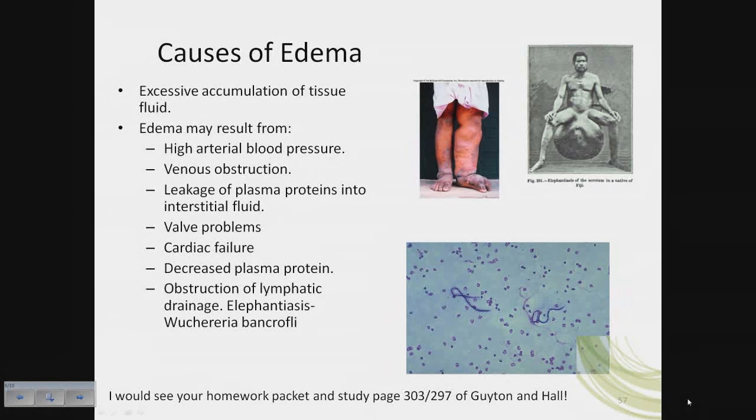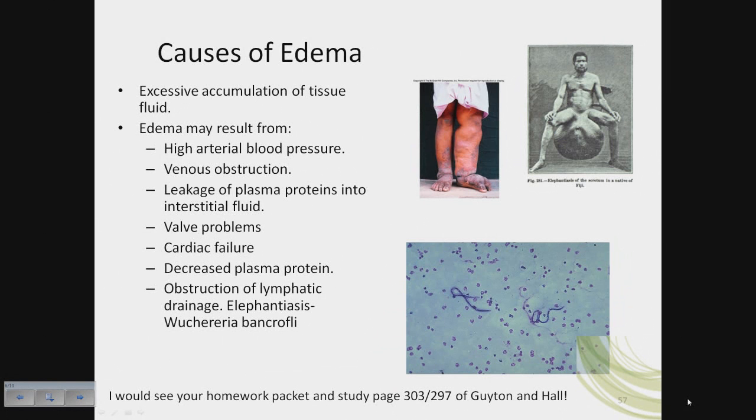So I'll remind you that we have three Starling forces that traditionally favor outward movement: the capillary hydrostatic pressure, the colloid interstitial fluid pressure, and the interstitial hydrostatic pressure, which is normally negative, -3. The only force under normal, healthy conditions that favors inward movement is the capillary colloid osmotic pressure, which we learned was 28 millimeters of mercury.